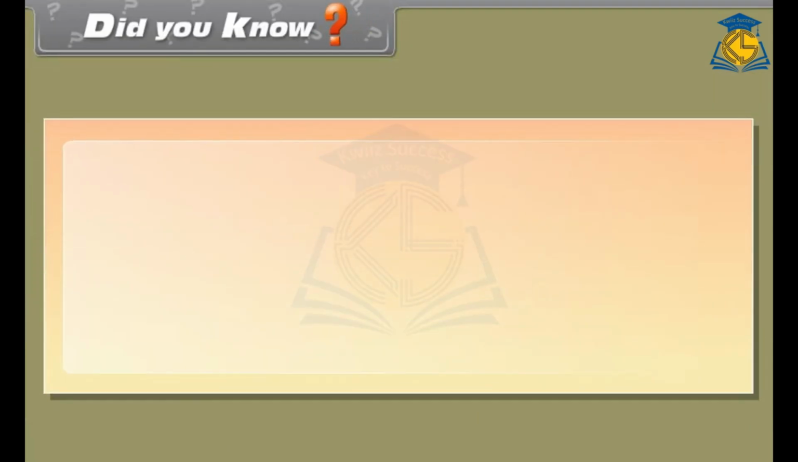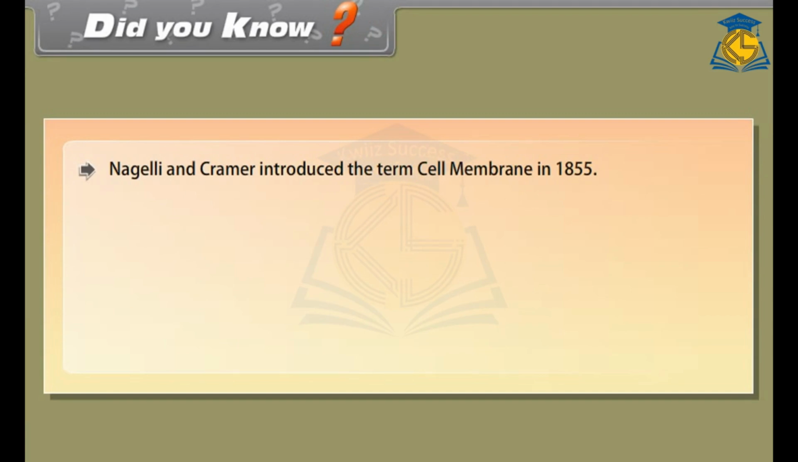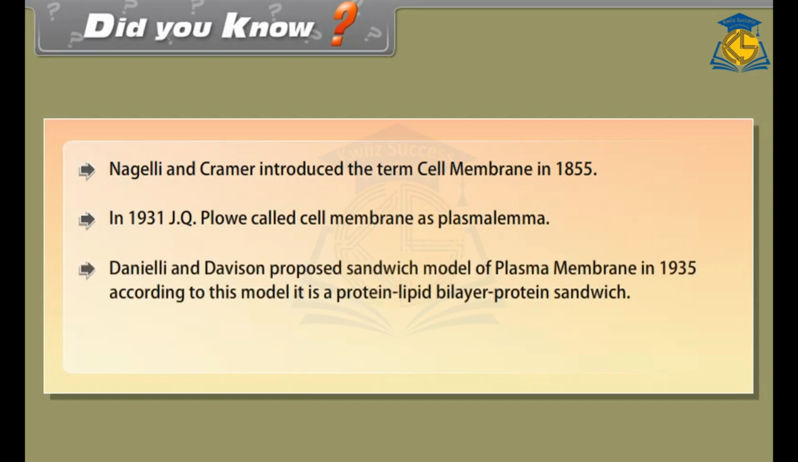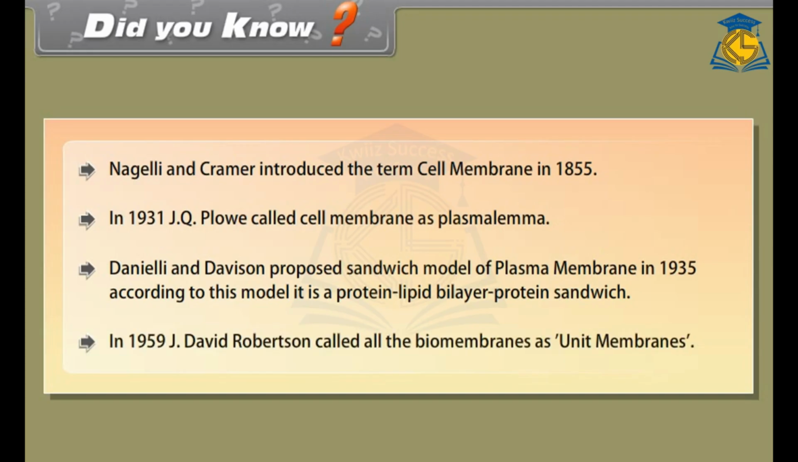Did you know? Nageli and Kramer introduced the term cell membrane in 1855. In 1931, J.Q. Plowe called the cell membrane plasma lemma. Danielli and Davson proposed the sandwich model of plasma membrane in 1935. According to this model, it is a protein-lipid bilayer-protein sandwich. In 1959, J. David Robertson called all the biomembranes unit membranes.